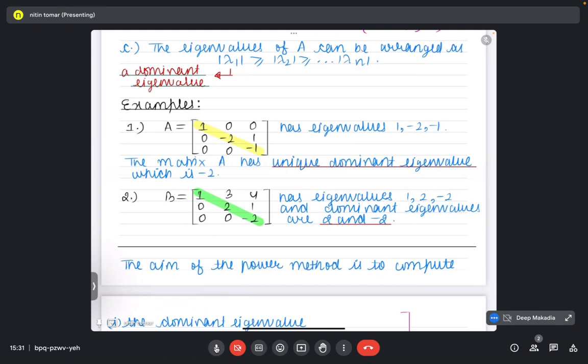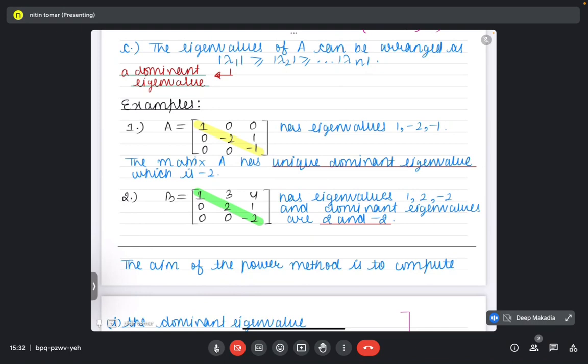Yeah. So if you consider this matrix, now you see this has eigenvalues. What are the eigenvalues? 1, 2, minus 2, and dominant eigenvalues are 2 and minus 2. So there is no unique dominant eigenvalue. Okay. So there are two dominant eigenvalues. In the earlier case, there is a unique dominant eigenvalue.